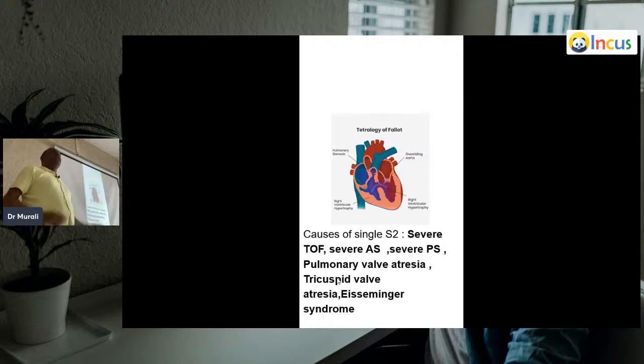Oxygenated blood is mixing with deoxygenated blood. If a good boy meets a bad boy, nothing will happen. But if a bad boy meets a good girl, pregnancy will happen.